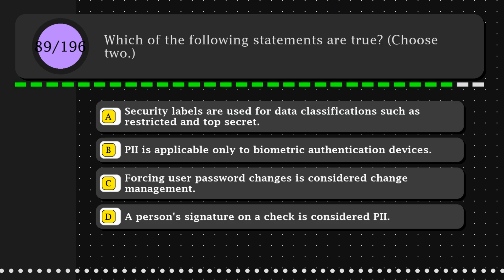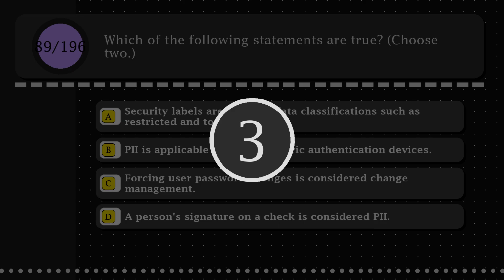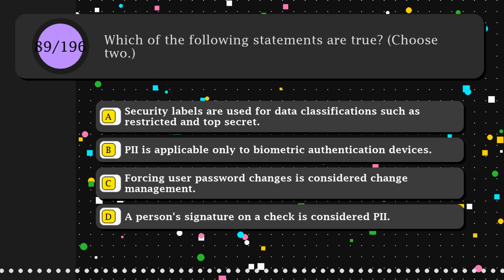Question 89. Which of the following statements are true? Choose 2. Option A, security labels are used for data classifications such as restricted and top secret. Option B, PII is applicable only to biometric authentication devices. Option C, forcing user password changes is considered change management. Option D, a person's signature on a check is considered PII. The correct answer is option A, D.